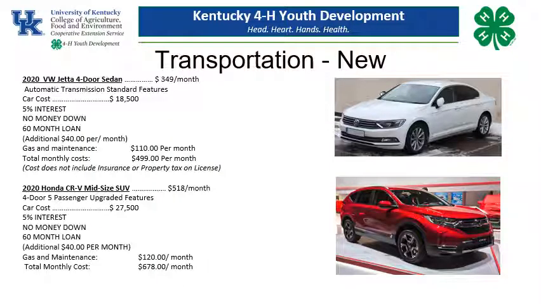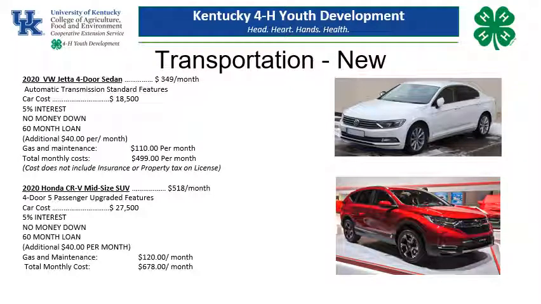Now here's one that everybody enjoys, transportation. You're going to have a few options here, whether you purchase something new or used. But let's go through the new options first. Our first option, as you'll see in the picture to the right, is a 2020 Volkswagen Jetta, and it's a 4-door sedan. The car costs $18,500.